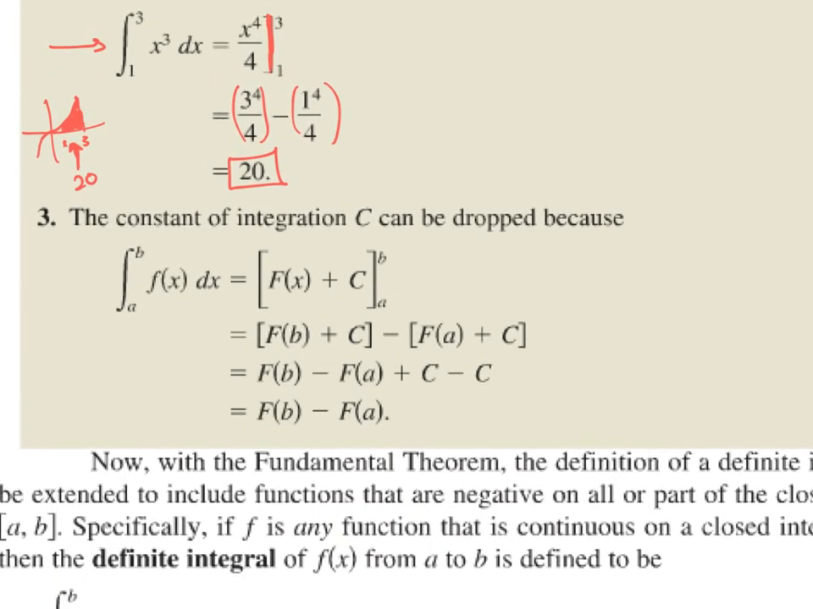Look at part number 3. It says the constant of integration, c, can be dropped, because in the first one you have plus c, in the second one you have plus c, but the second you distribute that negative, you would actually have minus c, and those two c's would cancel each other out. So there's no point in putting plus c when you're doing definite integration. Again, indefinite integrals, you always need plus c. Definite integrals, you never need plus c.